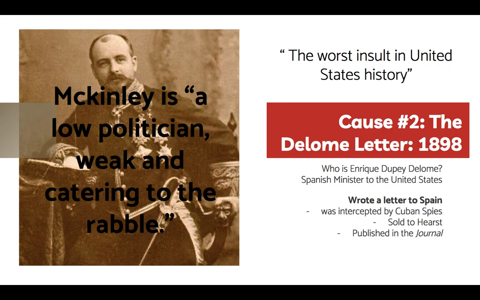Well, De Lôme sent a message home to Spain, and in the message it says McKinley, our president, is a low politician. He is weak, and he's catering to the rabble. Basically saying our president is not confident, not good at what he does, just weak-minded, not strong, can't lead the country. Well, it gets intercepted by Cuban spies. And of course, the Cuban spies don't bring it to the government. They're like, hey, newspapers, here's your next headline. And they publish the letter in the papers.